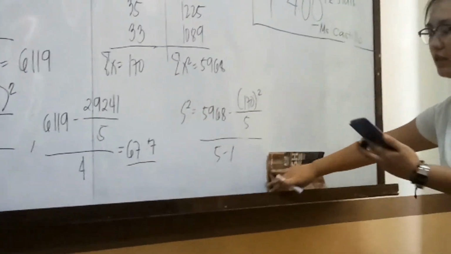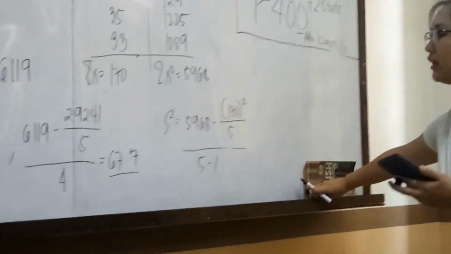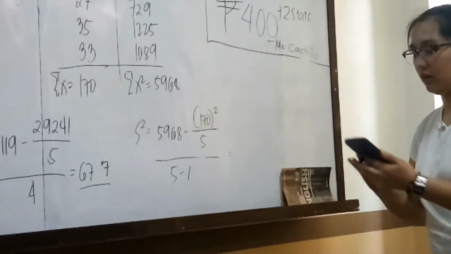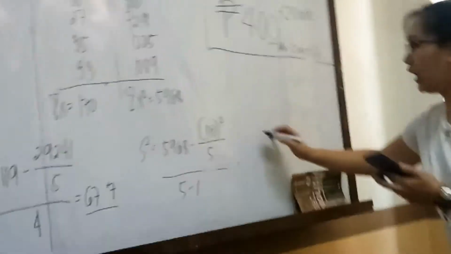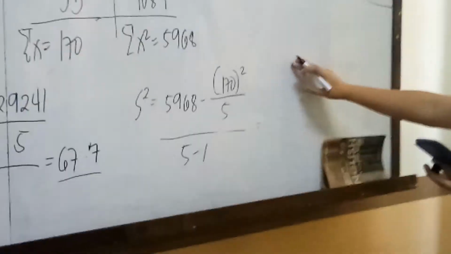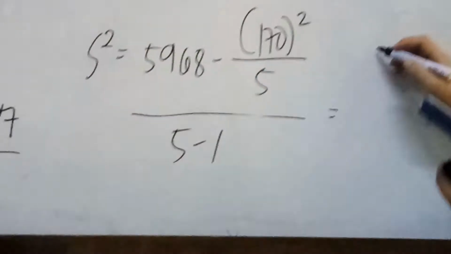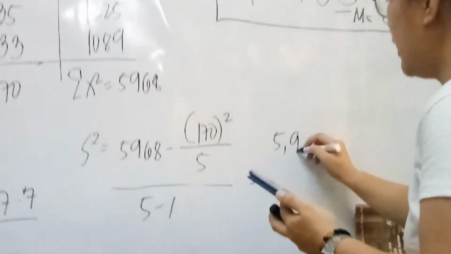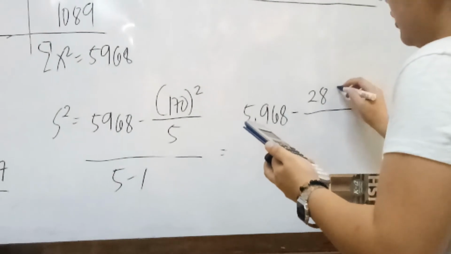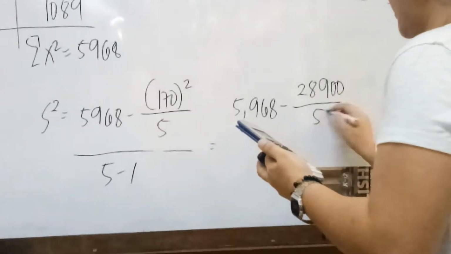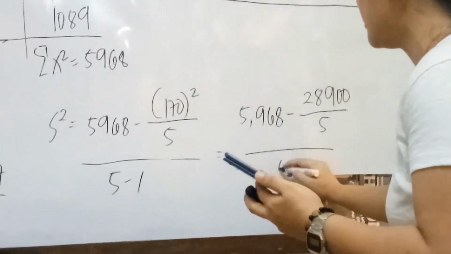Okay. Next tayo. Dito naman, sa second example. Let's square 170 to 28,900. Okay? So in here, we have 5,968 minus 28,900 all over 5. All over 5 minus 1 is 4.